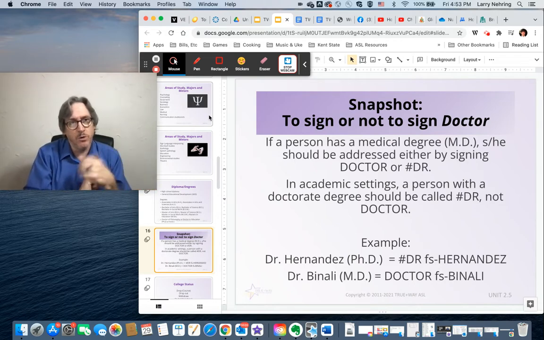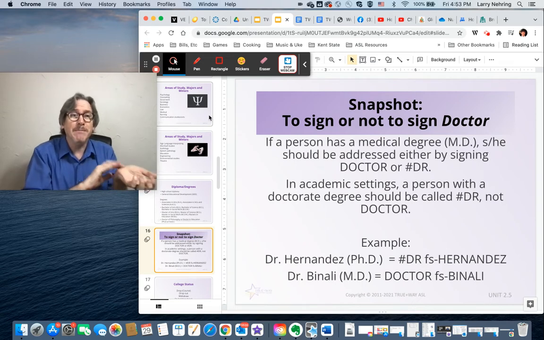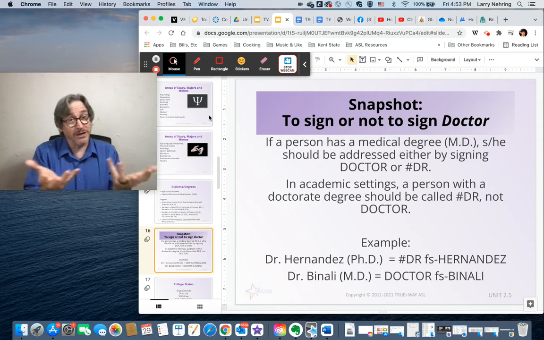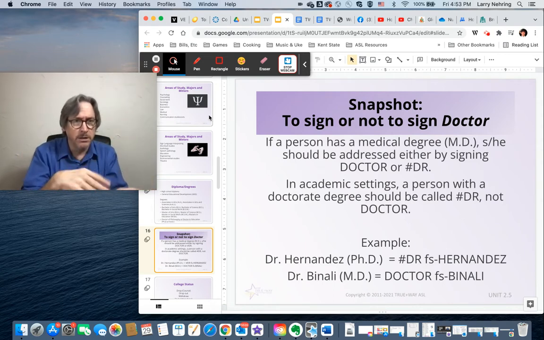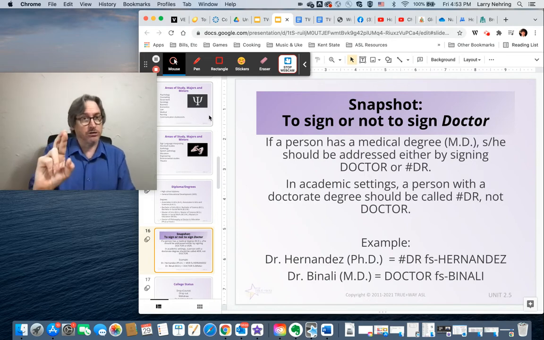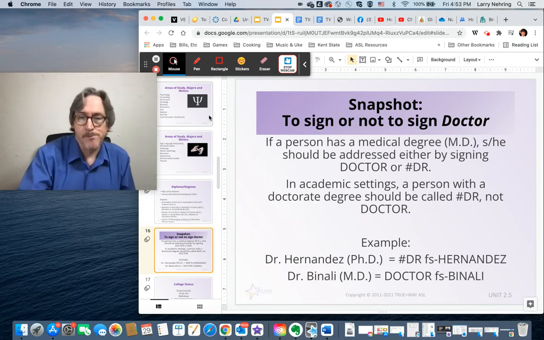You don't want to go up to someone with a PhD in English literature and say, "I'm bleeding. I have cancer. Can you help me?" So let's be appropriate. This is for medical. Doctor can be any doctorate.